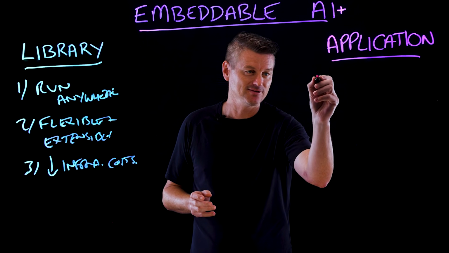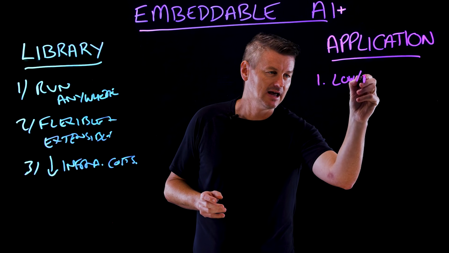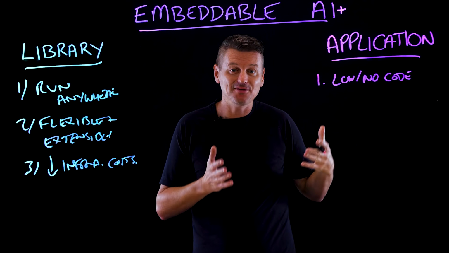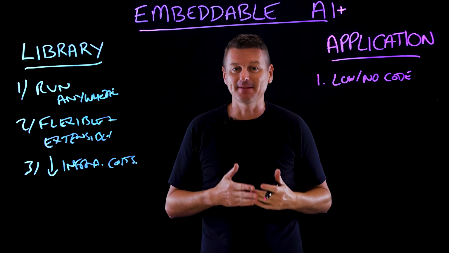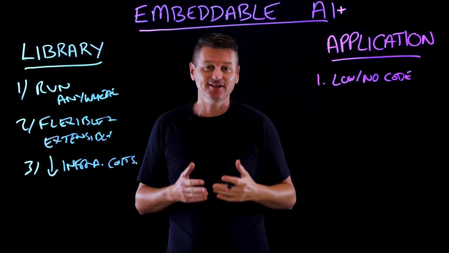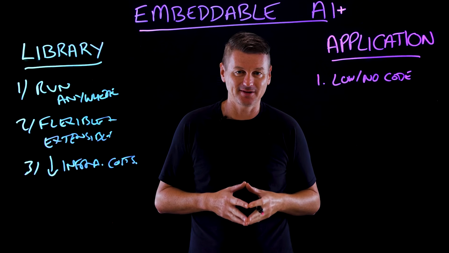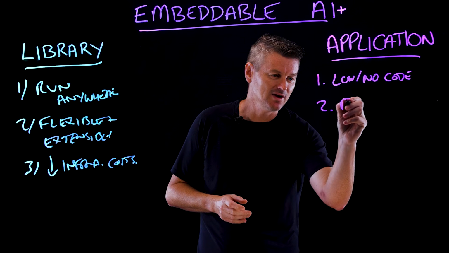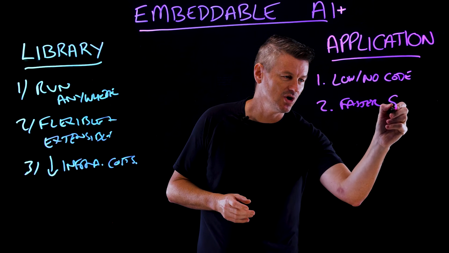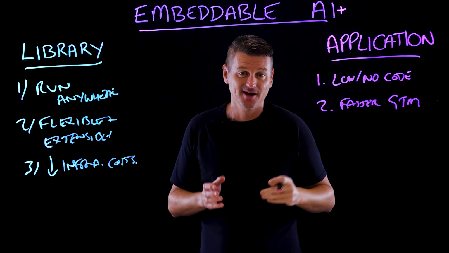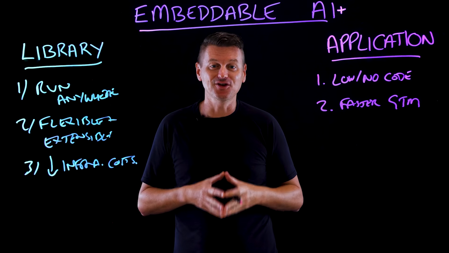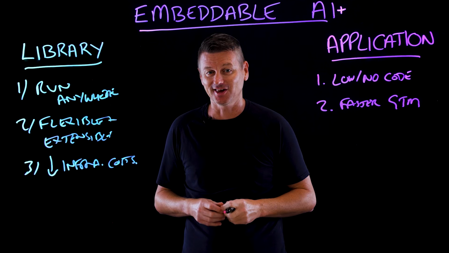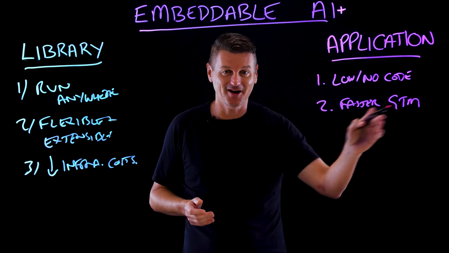And the first of those, number one, is low and no code. Low code or no code allows developers without AI expertise to embed AI into their solutions. This lowered barrier of adoption enables developers to focus on the domain functionality of the solution. Number two is faster go-to-market. Pre-built applications allow developers to infuse AI into their solutions without having to spend many hours building out the technology, which allows them to go to market quicker.